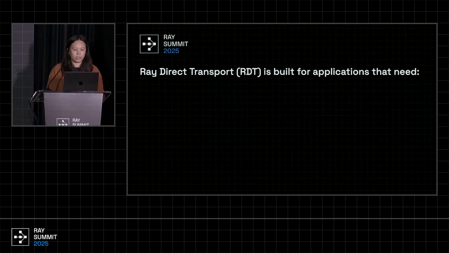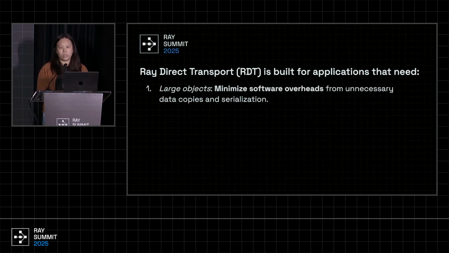So we built RDT for applications specifically that need two things. One is they use lots of large objects. And when you have lots of large objects, you really want to minimize any kind of software overheads that come from unnecessary data copy or serialization, deserialization. And so for RL, for instance, you can think of the weight synchronization process where you have to transfer potentially gigabytes or even terabytes of data over the network.